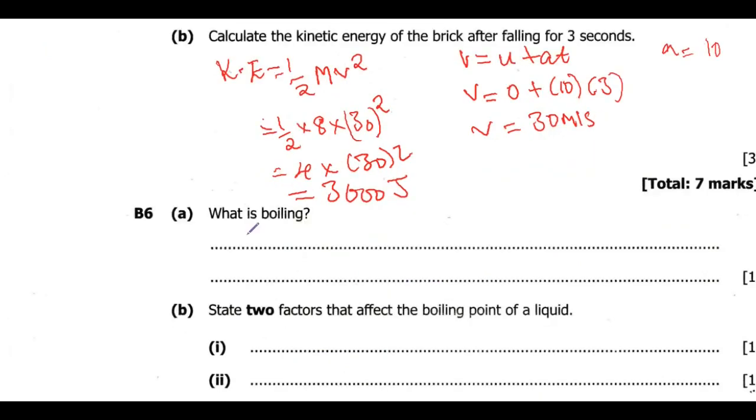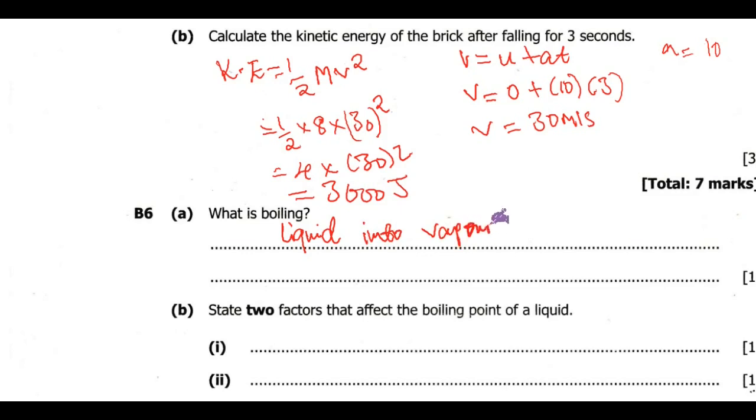Basics: what is boiling? We can say boiling is the process of converting liquid into vapor, and it happens at the boiling point. So it's just a process that converts liquid into vapor.